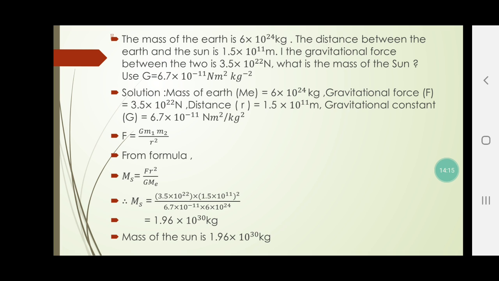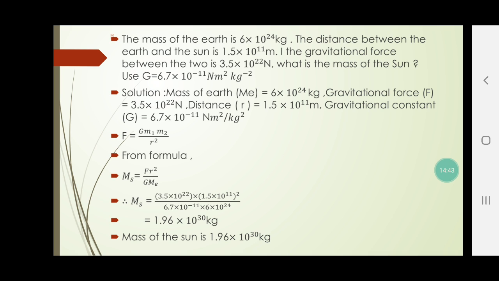Now here the problem states the mass of the earth is 6 into 10 to the power 24 kg. The distance between the earth and the sun is 1.5 into 10 to the power 11 meters. The gravitational force between the two is 3.5 into 10 to the power 22 Newton. What is the mass of the sun? Use value of G as equal to 6.7 into 10 to the power minus 11.